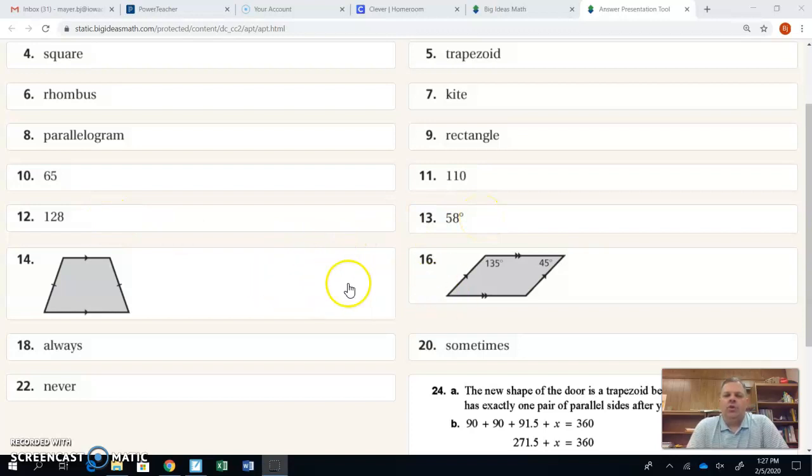These are what you should have drawn for number 14 and number 16. Number 18 is always. Number 20 is sometimes. 22 is never.